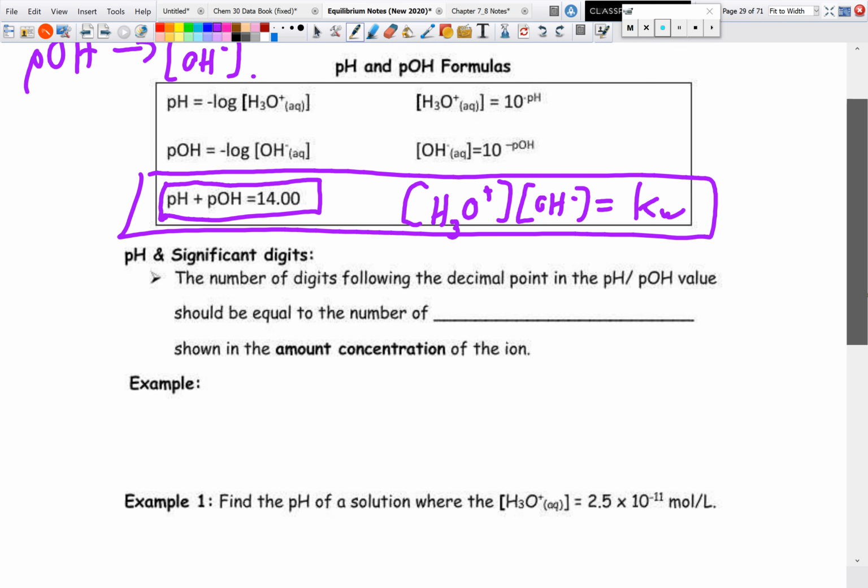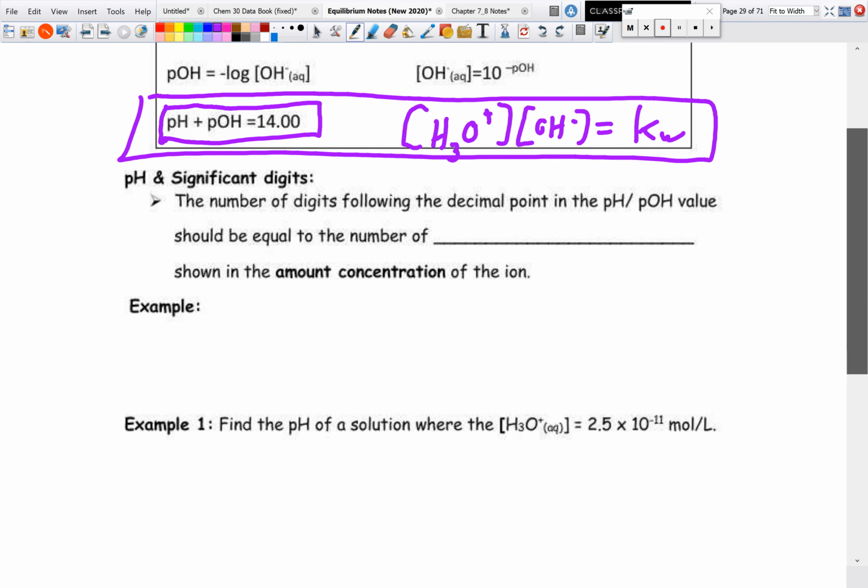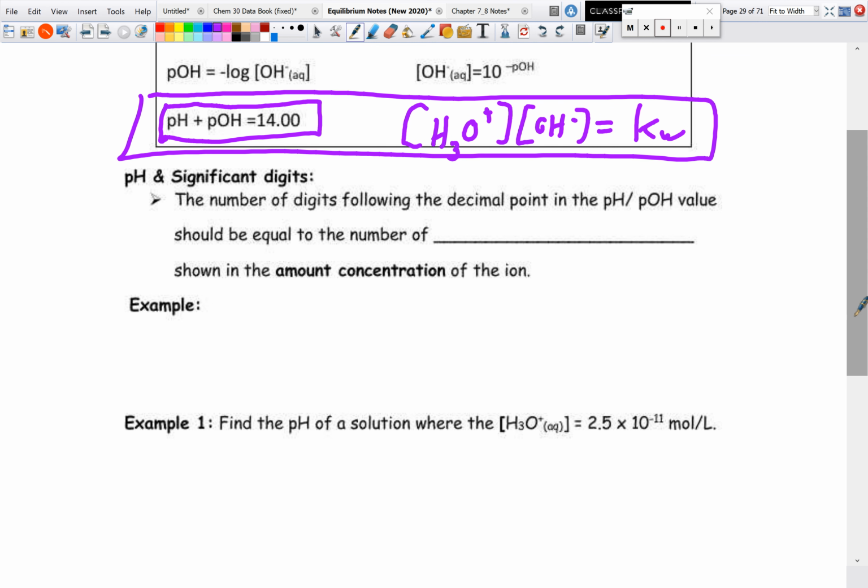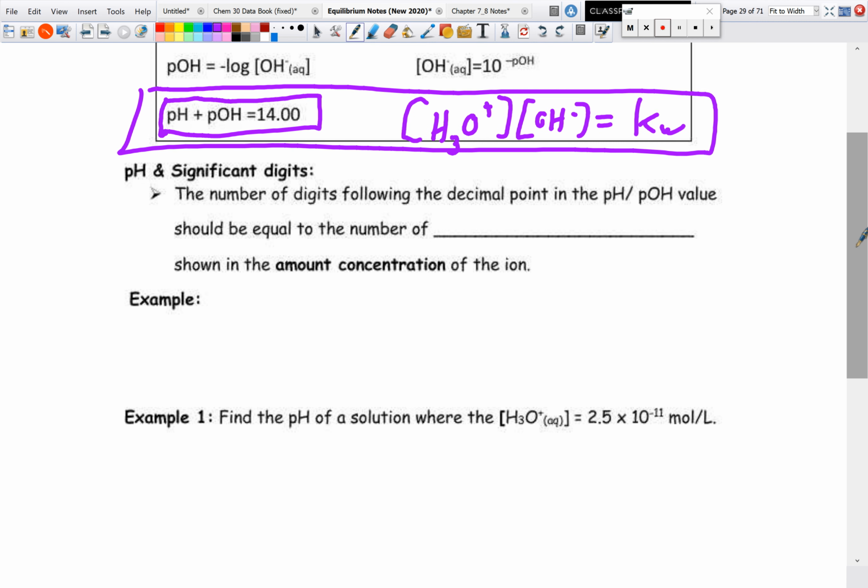Now, for significant digits, like I said, normally we're not going to worry too much about significant digits for this one, because if you were doing a diploma, everything's on Scantron anyway, so you can only have however many significant digits they tell you. But for pH and pOH, because it's on a log scale, the number of digits following the decimal point in the pH and pOH is equivalent to the number of significant digits.